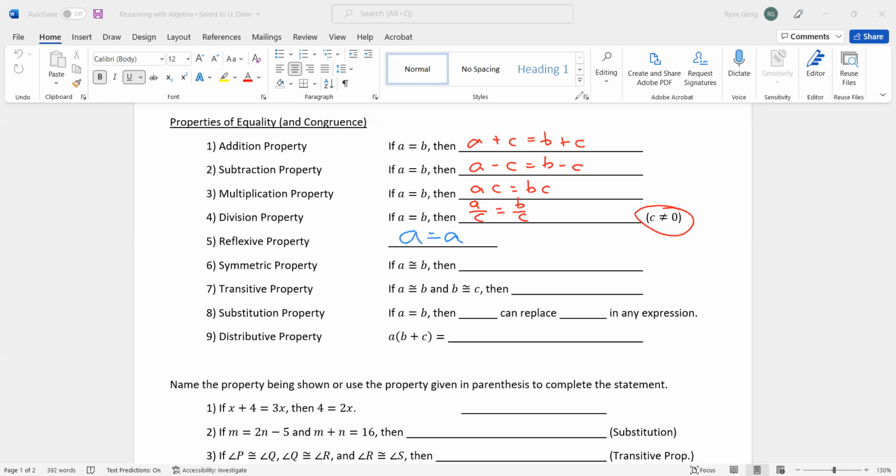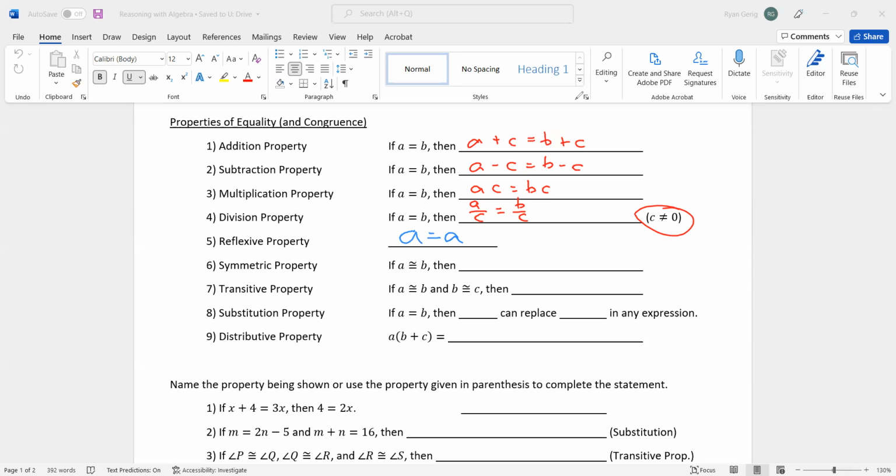Now, the next few change from equality to congruence. I don't make a big distinction with these, meaning if you put A plus C is congruent to B plus C, I'm going to probably not count you off. I know some teachers do, and there is a slight difference, but I'm not too worried about it at this point. Okay, so I do want you to see, though, that it changes from equals to congruence.